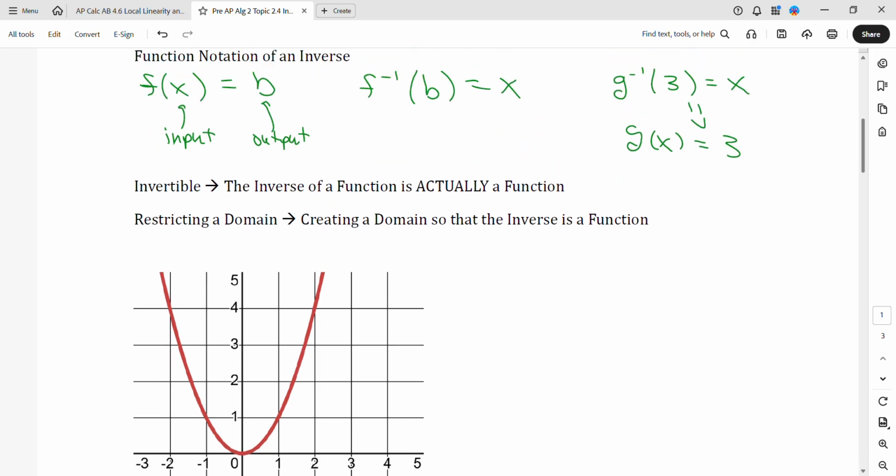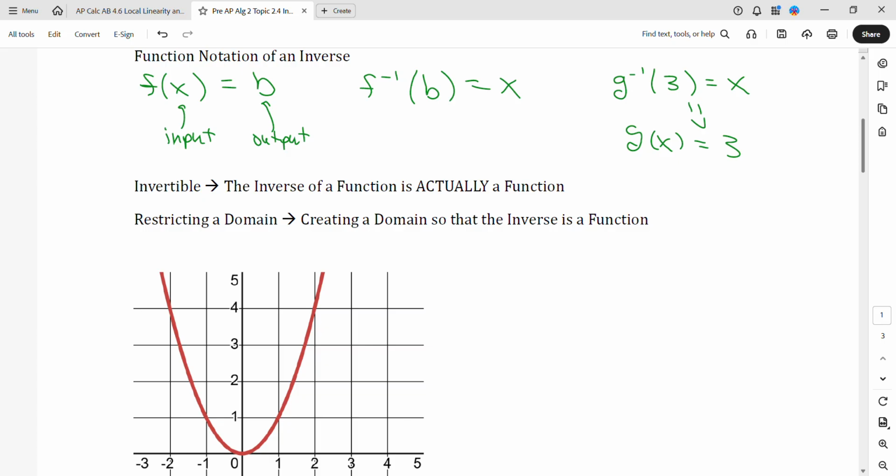So after talking about the inverse, one of our first terms is the word invertible. Invertible means that the inverse of a function is actually a function. Because that's not always the case, as we're going to see. So when we create an invertible function, we sometimes have to do something called restricting the domain. Restricting the domain means we create a domain so that the inverse is actually a function.